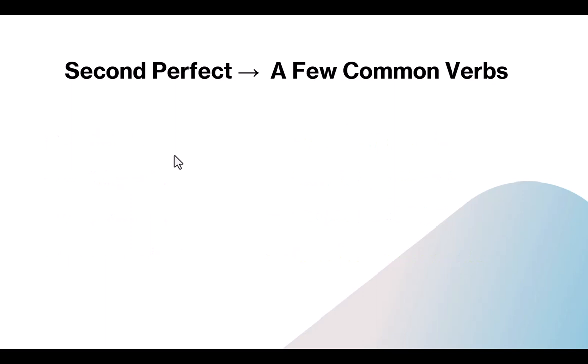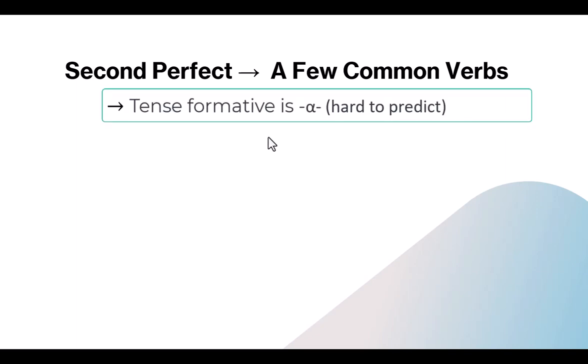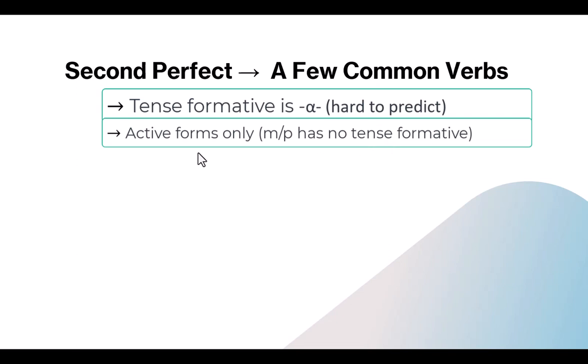Just as with the second aorist and the second future, there is a second perfect, although it's pretty rare. A few common verbs show up this way. The tense formative is alpha instead of kappa alpha, but how it looks is hard to predict. It only applies to active forms because the middle passive has no tense formative. So here's some examples of verbs that you'll see fairly often, and it's just worth knowing what they look like.